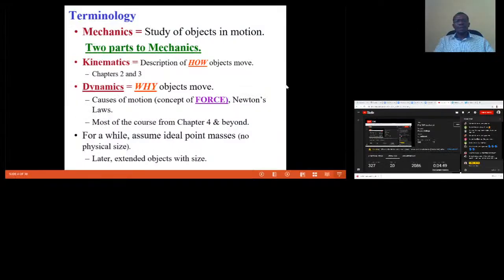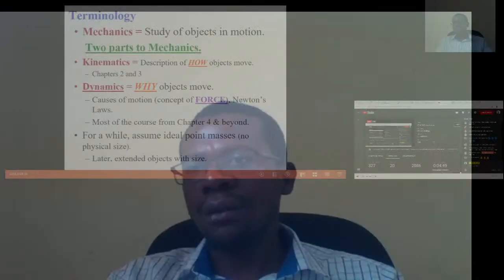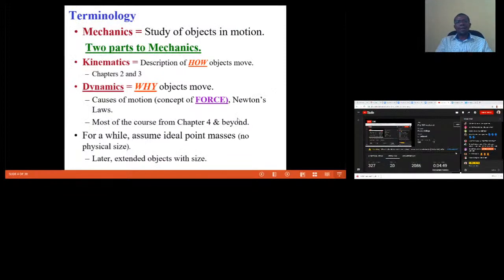Okay, so what I was saying was that this is the terminology that we are going to use. Mechanics is defined as the study of motion. Mechanics is broken down into two parts. It has kinematics, which is the description of how motion occurs.